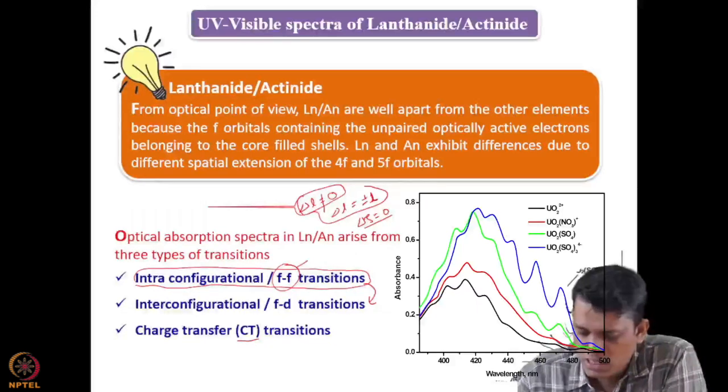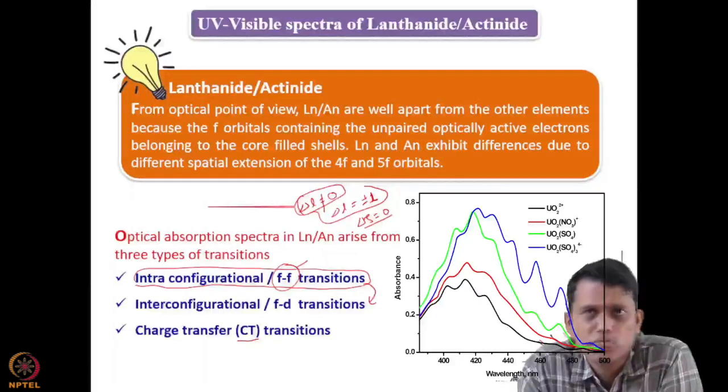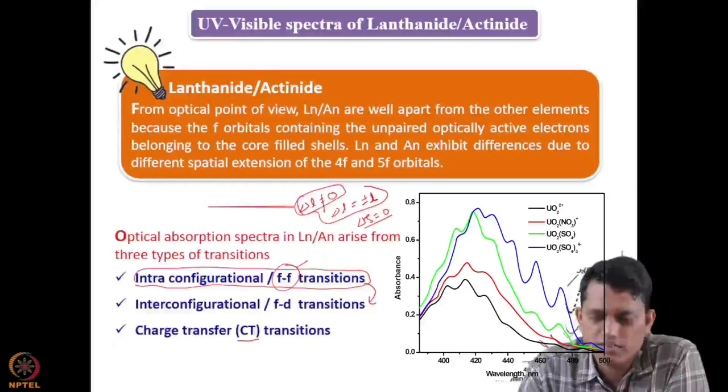And if you see carefully, just by changing the complexation conditions, when you're going from one complex to another complex, there is some change in the absorption pattern. And that is generally used to identify which kind of species is there. And we are also using this kind of pattern to get the stability constant value, or the information about the strength of complexation. We'll discuss some of these things in the next slide.